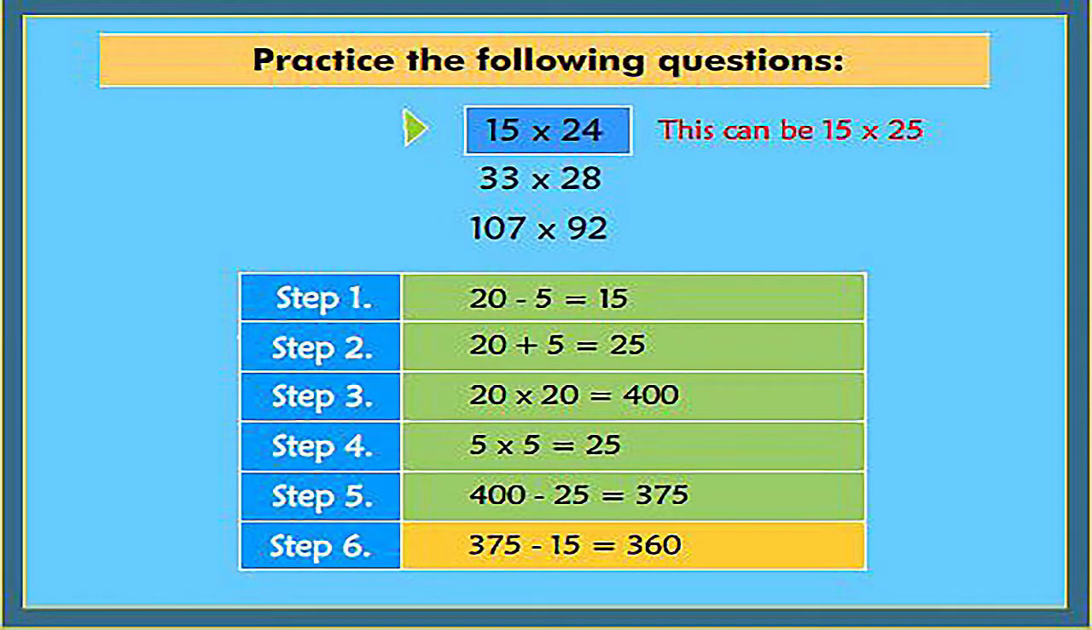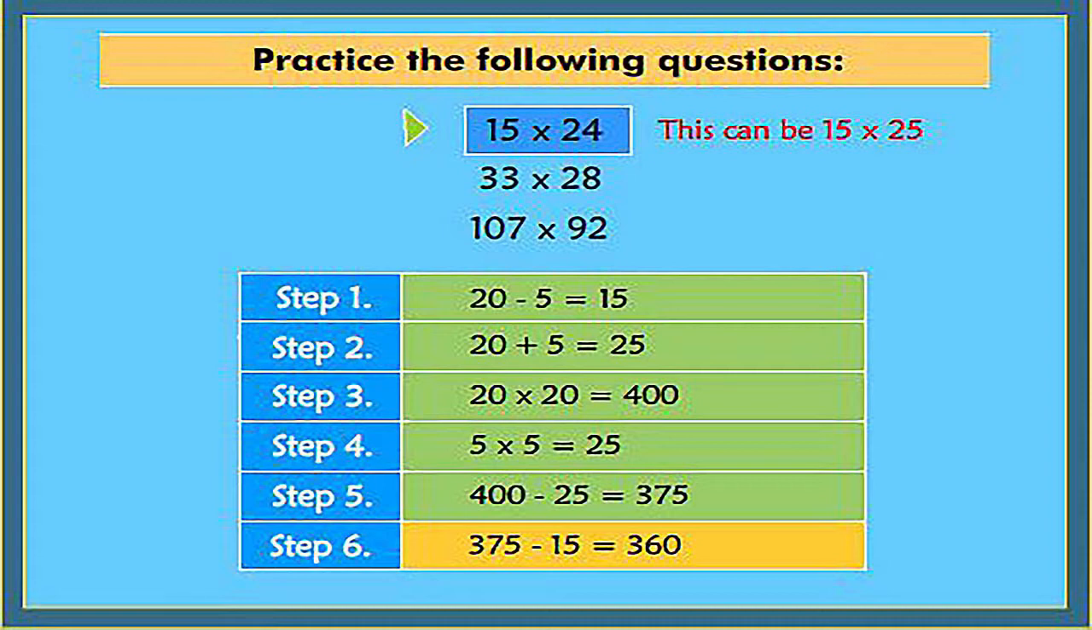So let's take a look at some examples. 15 times 24 can be 15 times 25, but one less. So after we get 15 times 25, then we'll subtract 15 from the result. 15 times 25 is 400 minus 25, equals 375. 375 minus 15 is 360.